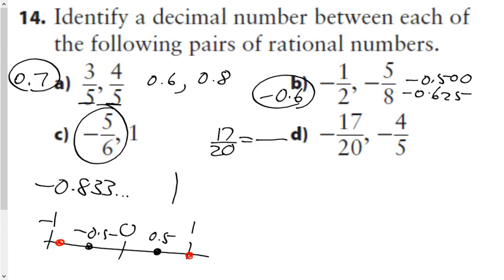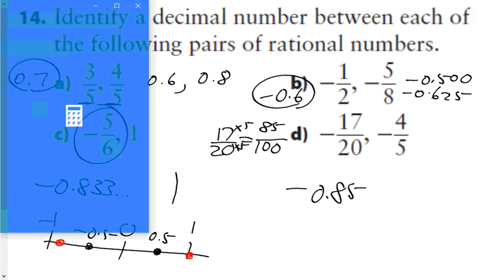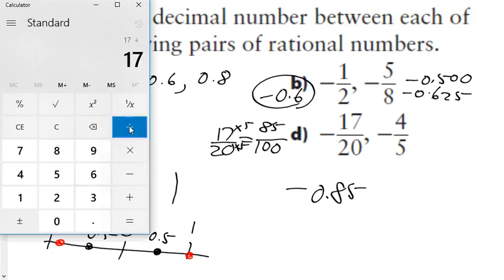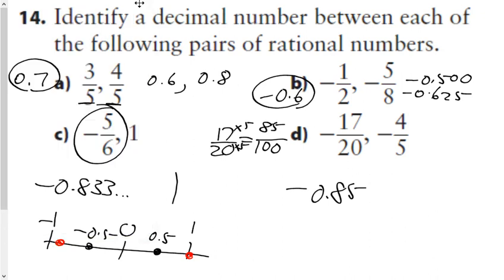17/20. If I want to change that into a decimal without a calculator, I can multiply both numerator and denominator by 5. That's 85/100ths, which is 0.85 or negative 0.85. Double check with a calculator. 17 divided by 20 is 0.85, so we're good. Negative 4/5 is negative 0.8 because 4/5 is equal to 8/10, and 8/10 is 0.8.